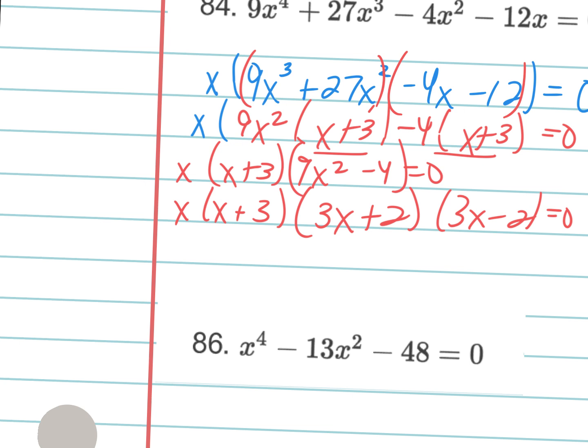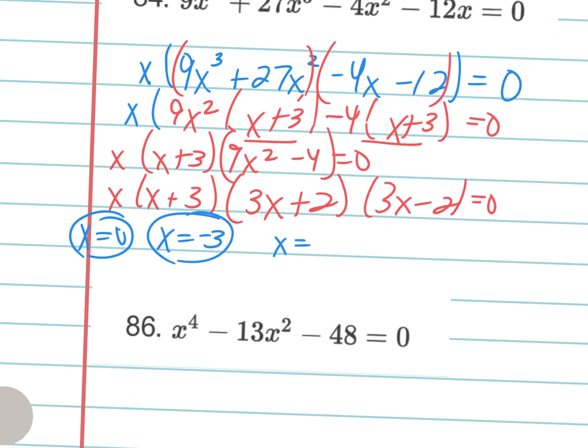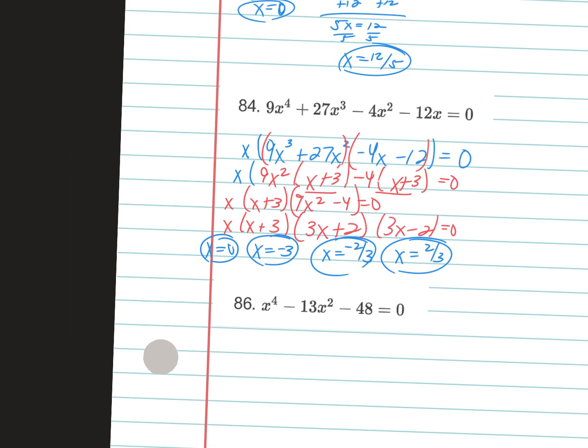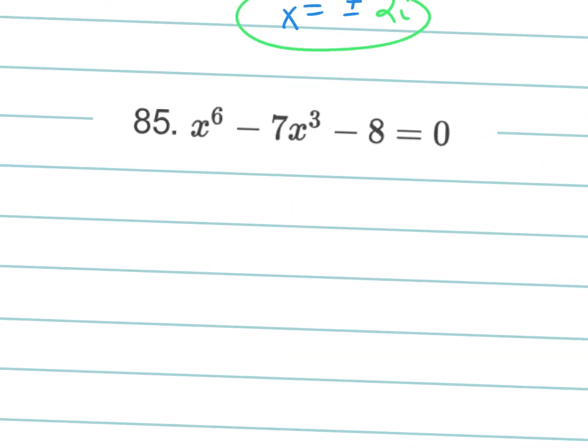So my first x equals 0, that's one solution. x plus 3 equals 0 gives me x equals negative 3. 3x plus 2 equals 0 gives me x equals negative 2 over 3 when I solve. And then 3x minus 2 equals 0 gives me x equals positive 2 over 3 when I solve. And there's all 4 of my answers. Now I go to 85.